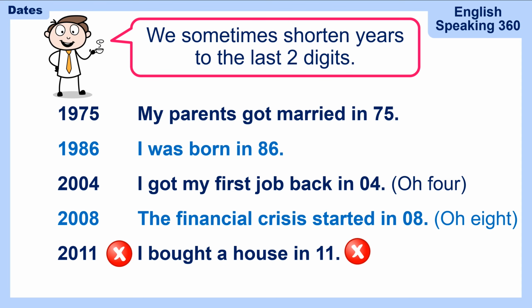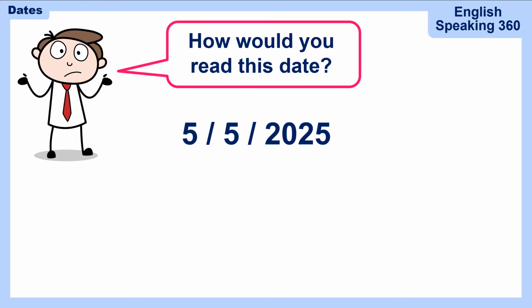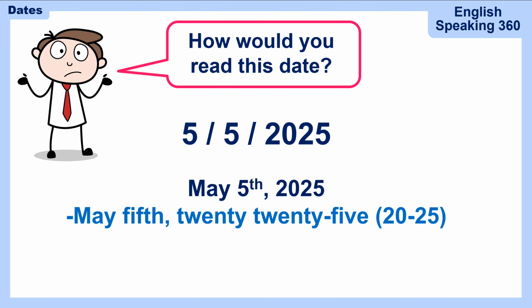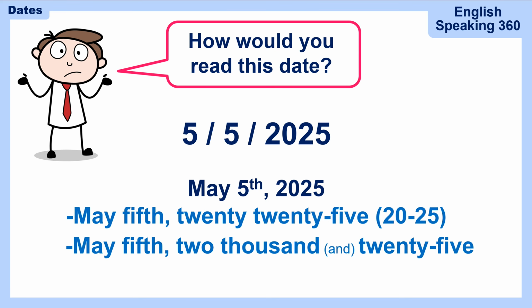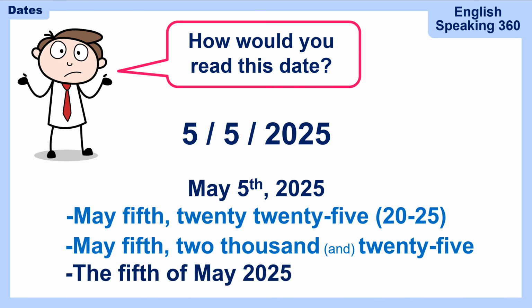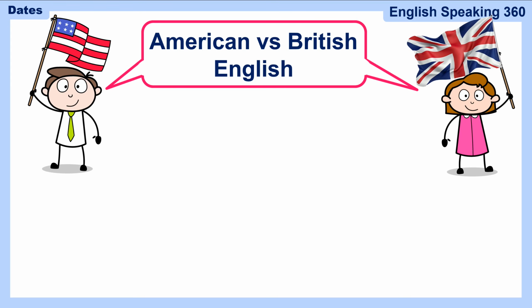You cannot use it. So for the years 2000 until 2009, you can say 01, 02, 03. But from 2010, you have to say 2010 or 2010. You cannot just say 10 or 11 like in this example. How would you read this date? Think about it. So this is the easier way to write it. And it would be May 5th, 2025. But you could also say May 5th, 2025. A third way would be the 5th of May, 2025.